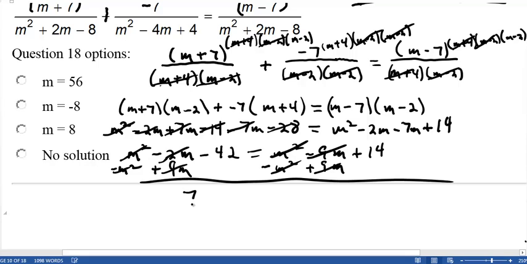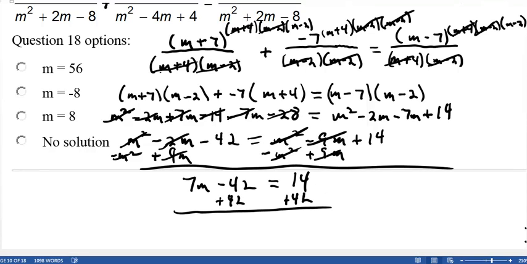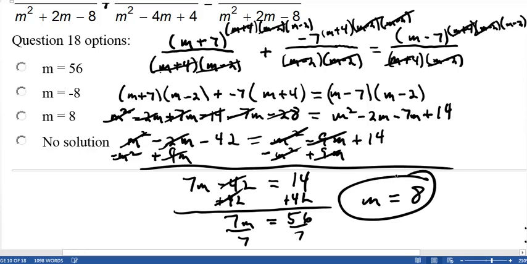So that'll give me 7m − 42 equaling 14. And then I'm going to add 42 to both sides. And that gives me 7m = 56. And then I'm going to divide both sides by 7, so m would equal 8.